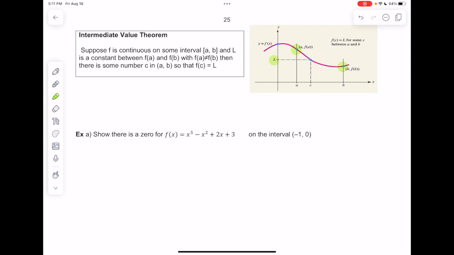The other thing they mentioned is that the function is continuous, so switch my shading color here, but in between those two heights, you draw from one to the next in a connected path. So if all of that's true, then they're saying there has to be a c somewhere in the middle, open interval from a to b, such that if you plug c into the function, you get that height. So in the illustration, here's that c. It's somewhere in between the a and the b, and when you plug it in, you get this height, which is equal to L. So there's a picture of it.